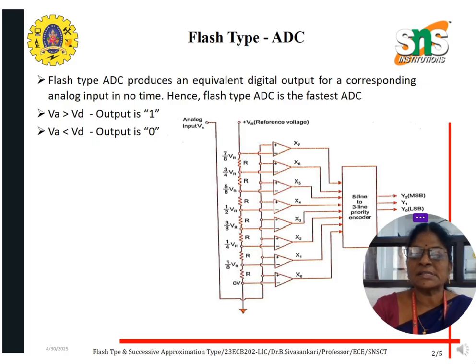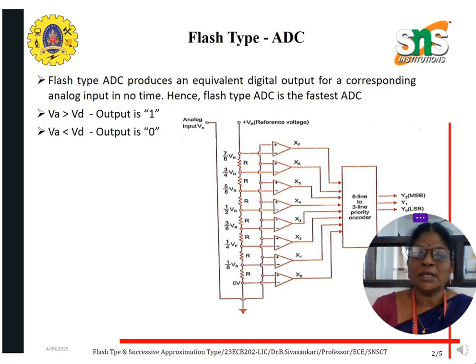We have connected 7 comparators and 7 voltage divider resistances and 2 inputs. One is VA and another one is VD. VA is the analog input and VD is the reference input voltage. We are giving 2 input voltages, and the inverting and non-inverting inputs of the comparator are connected with the analog input voltage and the reference input voltage.